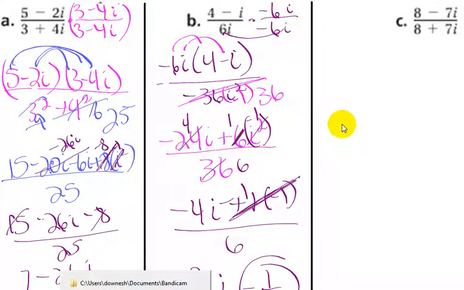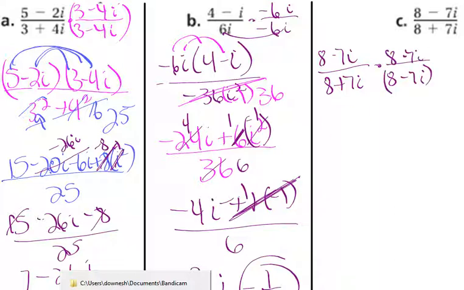The last problem, we have 8 minus 7i over 8 plus 7i. So we're going to multiply that by the denominator's conjugate. So 8 minus 7i times 8 minus 7i. So now we can say our bottom term is going to be 8 squared plus 7 squared, which is 64 plus 49, which comes out to 113. So we've got our denominator covered. Our denominator is 113.